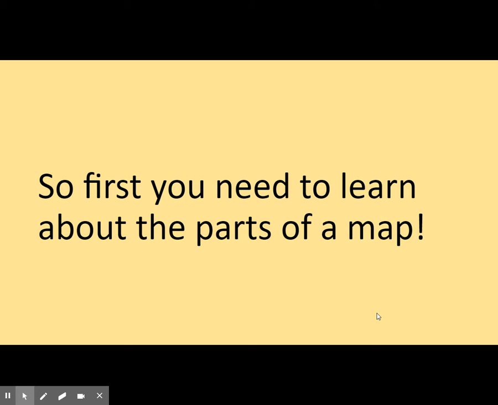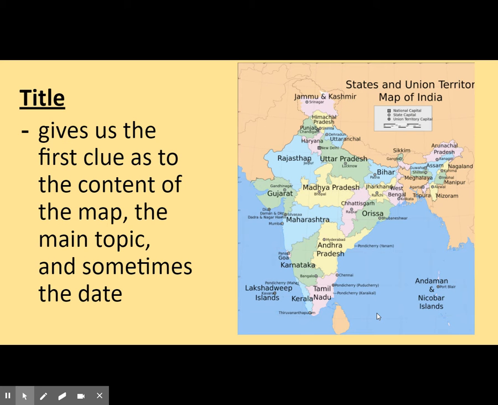So the very first thing you need to know are the different parts of a map, because you've got to know what things are when you look at it. That way, when you have a map, you know what you're looking at. The first part of a map that you're going to learn about is the title. The title of a map is a lot like the title of a book. It gives us the very first clue as to the content of the map and lets us know what the map's about. If there's a date in the title, it lets us know the focus of the map. So if it says 1805, then you know that the map is showing the area in 1805, not 2020. Sometimes it's really important to know those differences. But again, the title is the very first thing you're going to look for to know what the map is about.